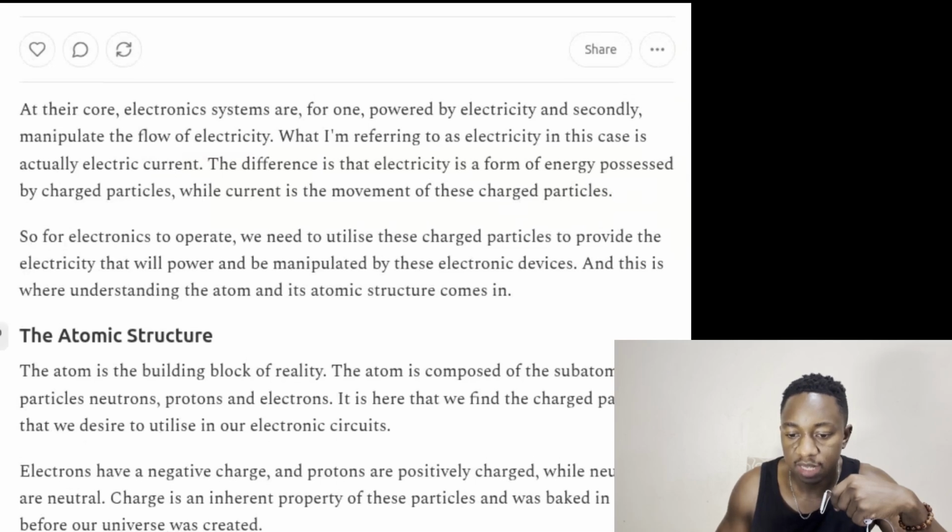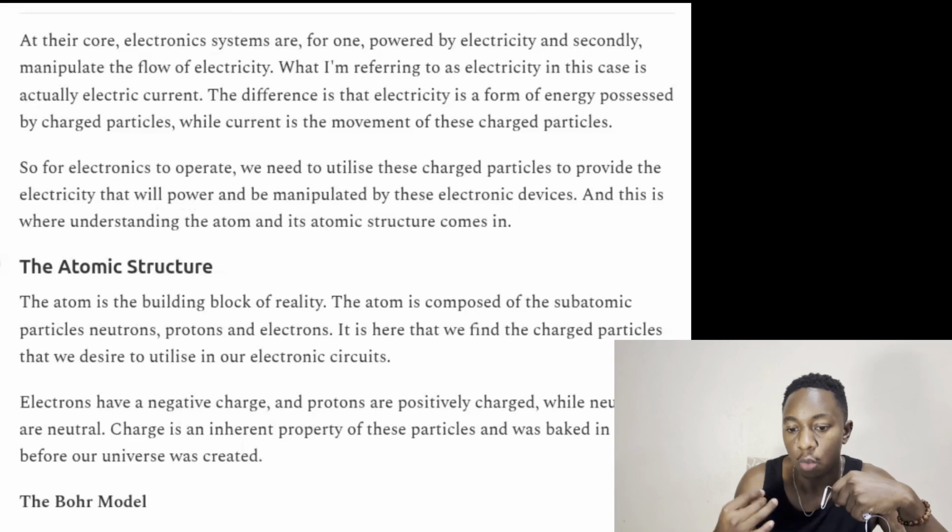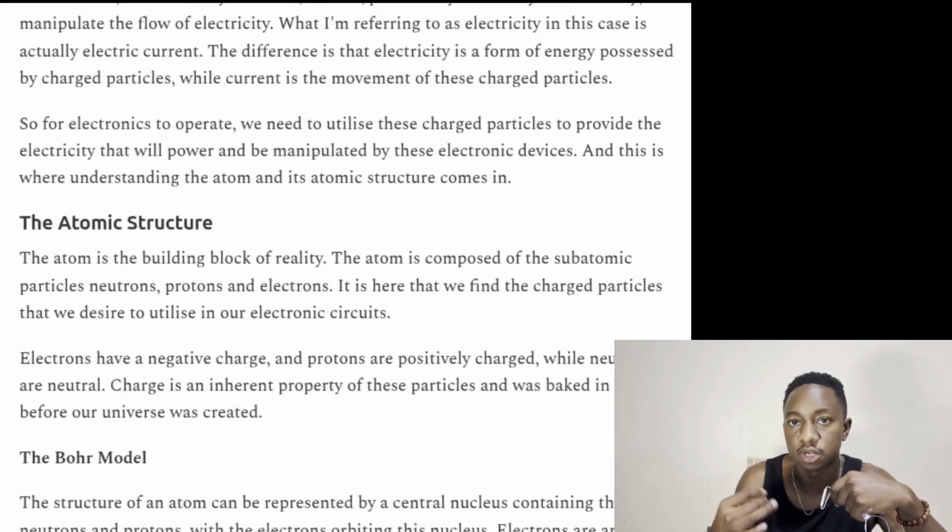At the core, electronic systems are, for one, powered by electricity, and secondly, manipulate the flow of electricity. What I'm referring to as electricity in this case is actually electric current. The difference is that electricity is a form of energy possessed by charged particles, while current is the movement of these charged particles. So, for electronics to operate, we need to utilize these charged particles to provide the electricity that will power and be manipulated by these electronic devices.